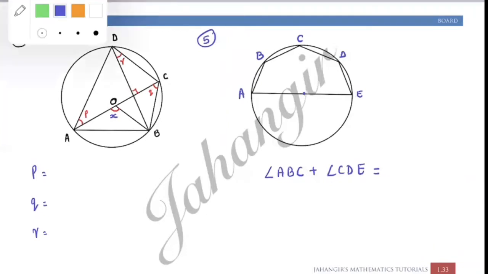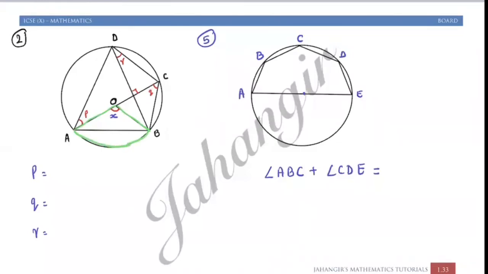So let us start with angle X. It is at the center, so it lies on the arc AB. Another angle which lies on the same arc is angle ACB. So we can say angle AOB is equal to 2 times angle ACB. So angle AOB, which is X, is 2 times Q. So Q is equal to X upon 2 degrees.